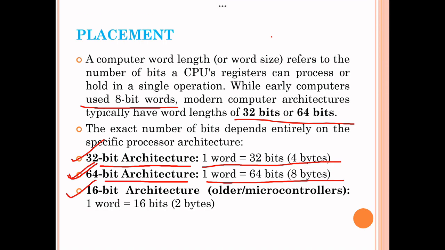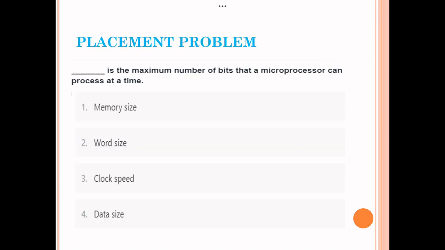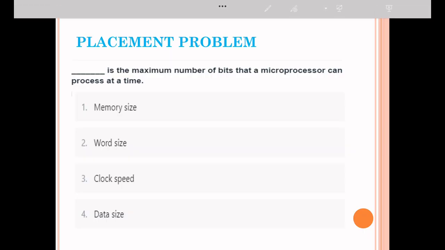Now we will go to the next topic. This is the placement problem. You have to solve this question. This question came in a competitive exam. Dash is the maximum number of bits that a computer can process at a time. What is the answer? You have to write it in the comment box. I am not explaining because we already explained its answer.